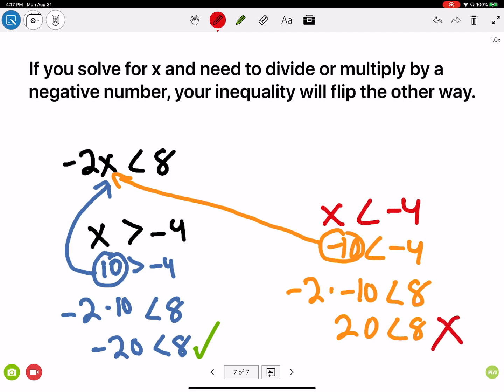Okay. This is why when you divide by a negative on both sides or you multiply by a negative on both sides, you need to flip your inequality. Because otherwise, if you keep it, your answer is going to be wrong.